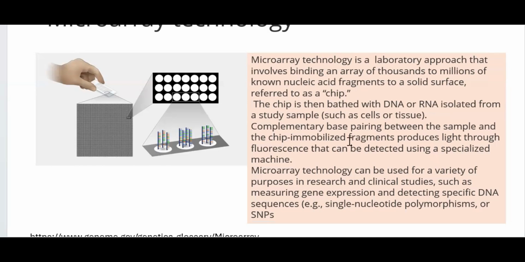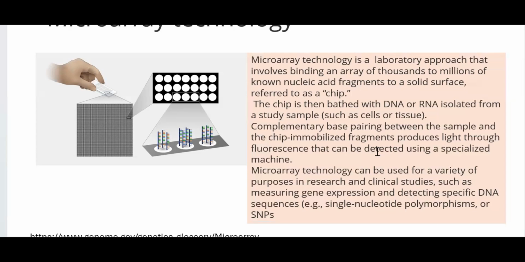Now, complementary base pairing, that is the second point. The first point was what it is and how it works. So, complementary base pairing between the sample and the chip-immobilized fragments. Is it not something like hybridization, right? An advanced version of hybridization, you can say. Fragments produce light through fluorescence, and that is detected.